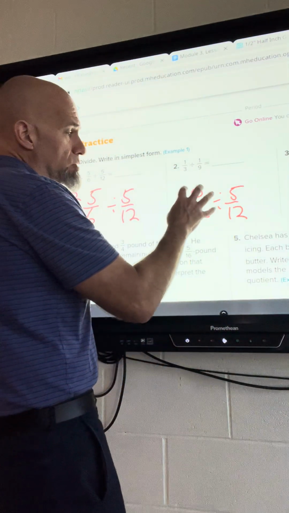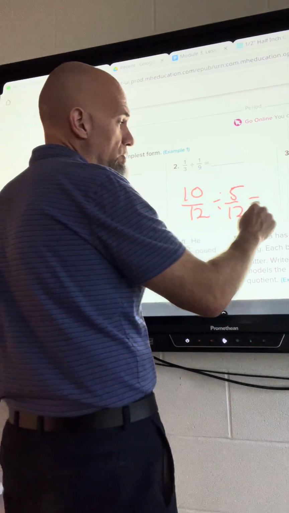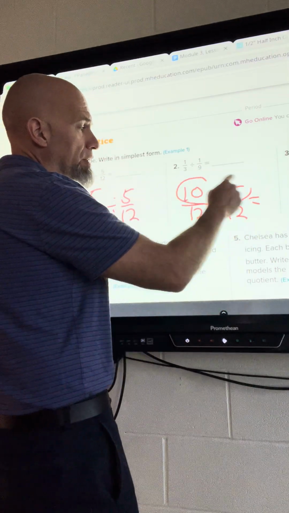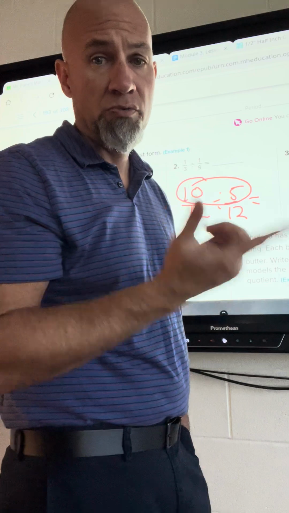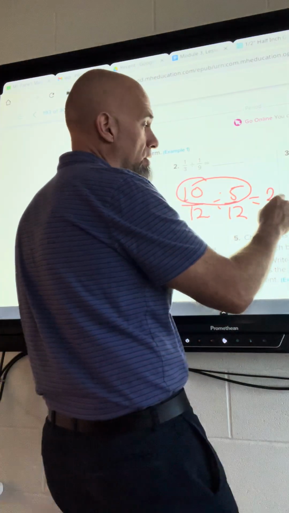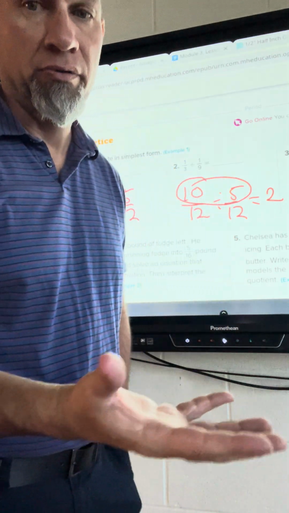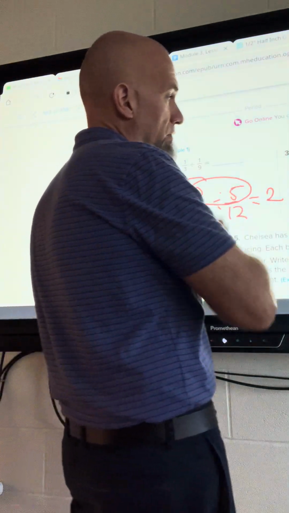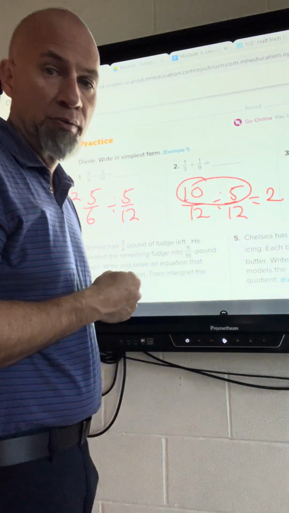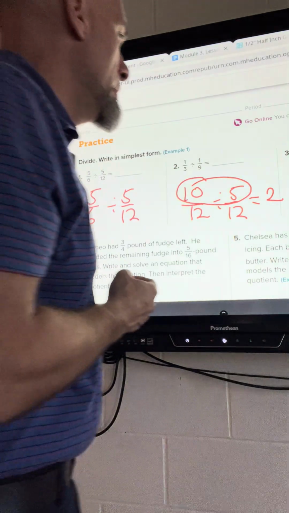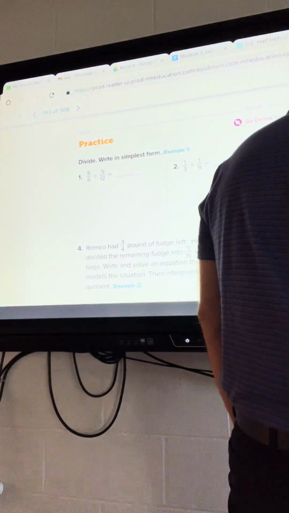So now we have 10 12ths divided by 5/12ths. And when you have common denominators, you only have to worry about dividing the numerators. So 10 divided by 5 is 2. Why? Because 12ths are equal sized pieces, so it's just like dividing whole numbers. So 10 divided by 5 would equal 2, which is the same thing we got on the other ones. Okay? All right, I'll do one of the word problems as well.